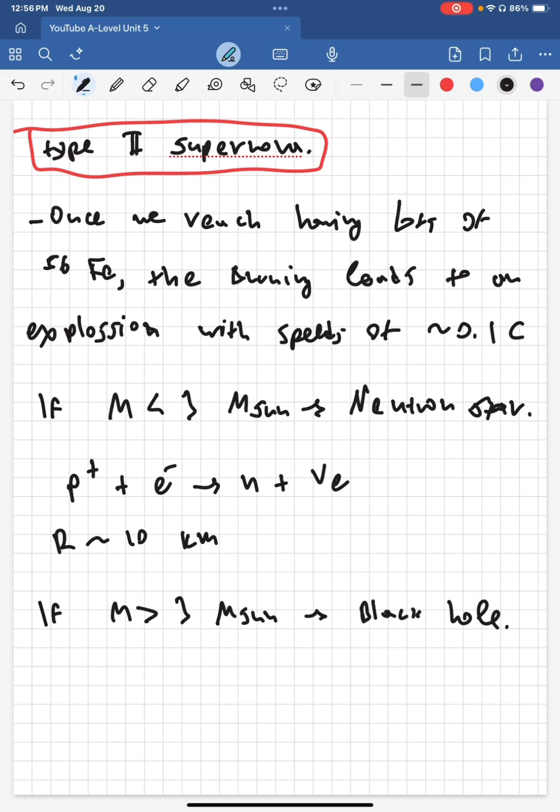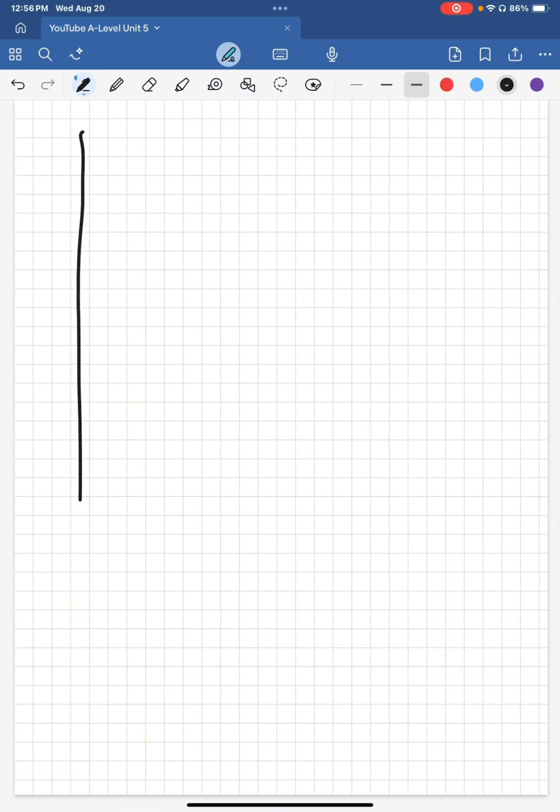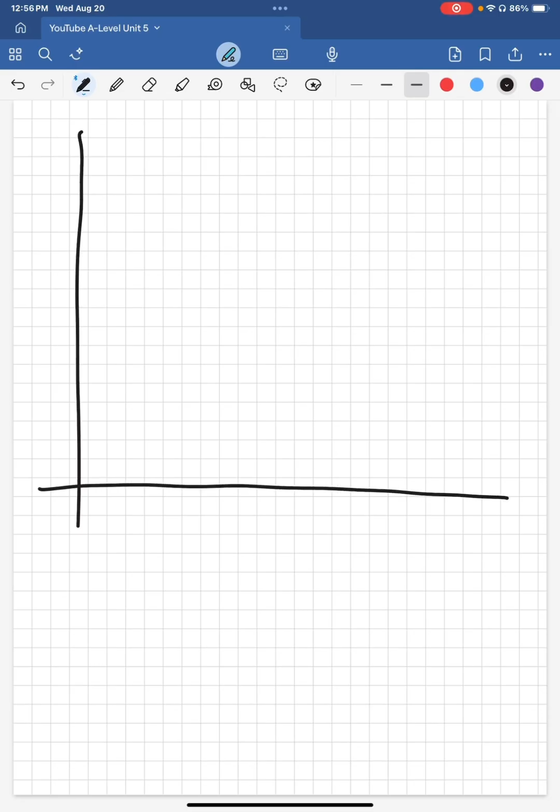Okay. Is there anything else I want to add here? No, except that I'm going to go to this diagram of the luminosity, the Hertzsprung-Russell diagram. And this is the main sequence.